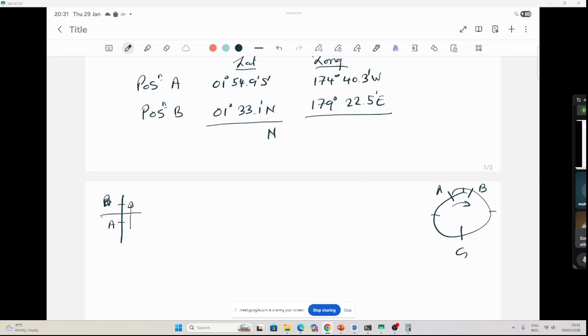Westerly, sir, westerly. All right, very good. So now again we have to add and subtract. How to add and subtract? 40 decimal 3 plus 22 decimal 5 minus 6 is 0.2.8, and you have to add 174 plus 179 plus 1, which is 354.